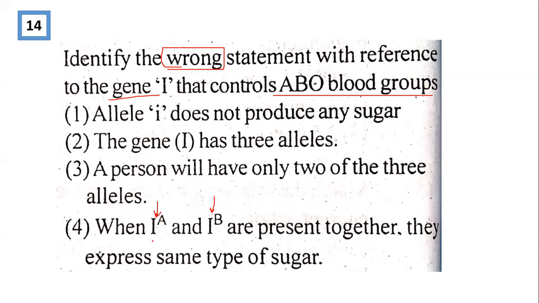Codominance, right? When the IA and IB occur together, they will present both, right? AB blood group. So here, IA is there, IB is there, and a small i which calls for no sugar. So the correct answer is option number 4. When IA and IB are present together, they do not express the same type of sugar.